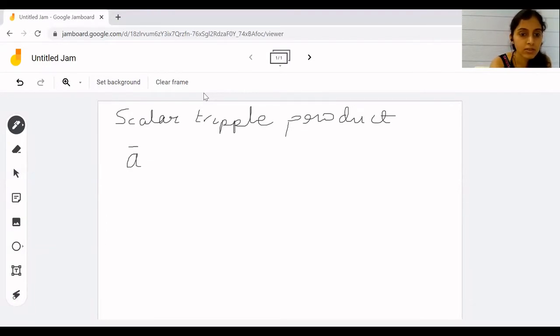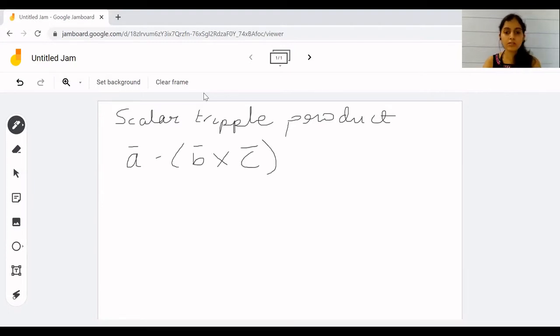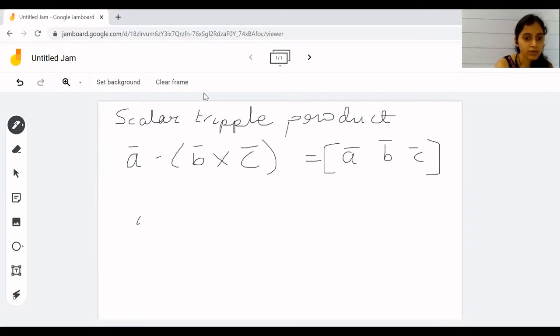So, basically, A bar dot B bar cross C bar is called the scalar triple product, also denoted by box product of A bar, B bar, and C bar. This is called box product. And how would we find out this value? I'm just giving you the final equation.